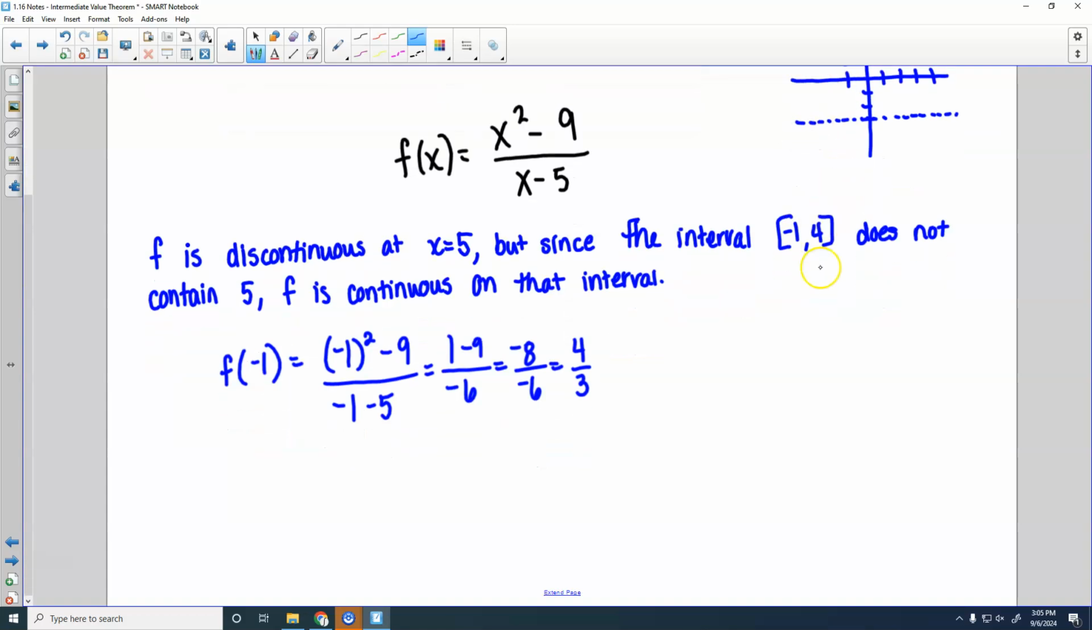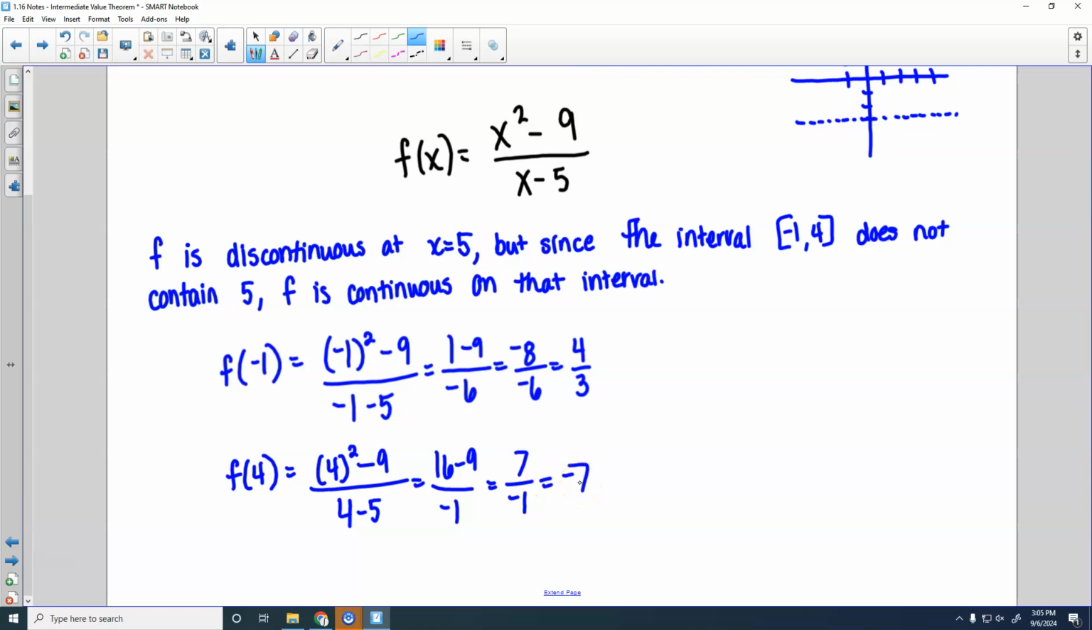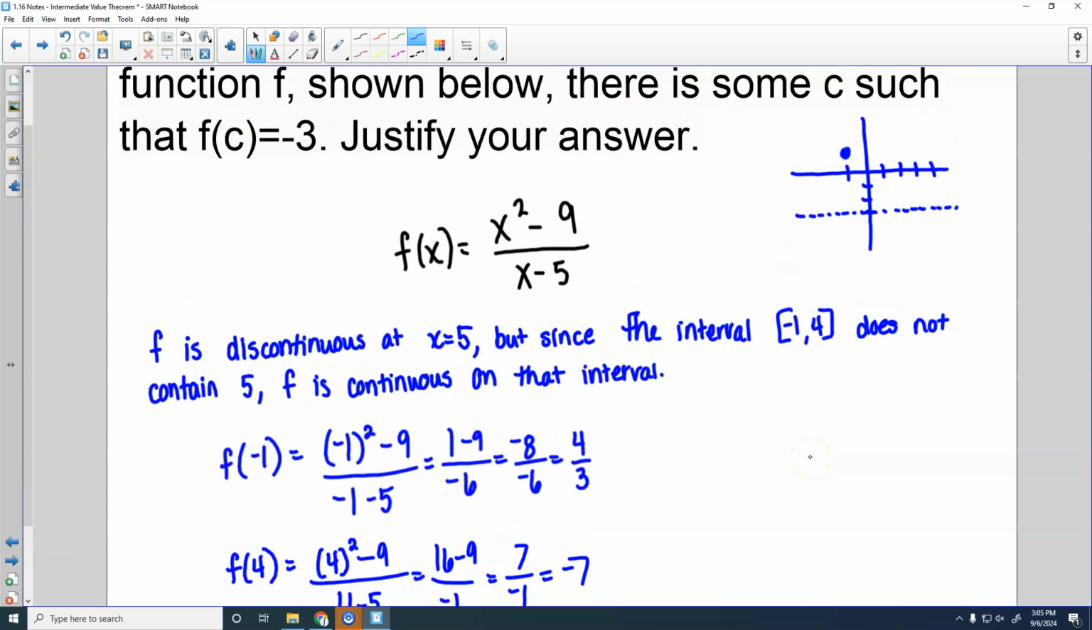And then I need to do the same thing for the other endpoint. I'm just plugging in 4. So I've got 4 squared minus 9 over 4 minus 5. So that's going to give me 16 minus 9 over -1. And that is going to be 7 over -1, which will give me -7. Okay, so 4, -7 is going to be down here somewhere, right? To get from here to here, do I have to cross that dotted line? Yes, I do.